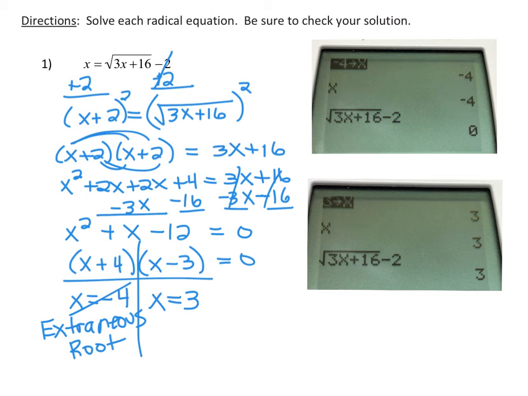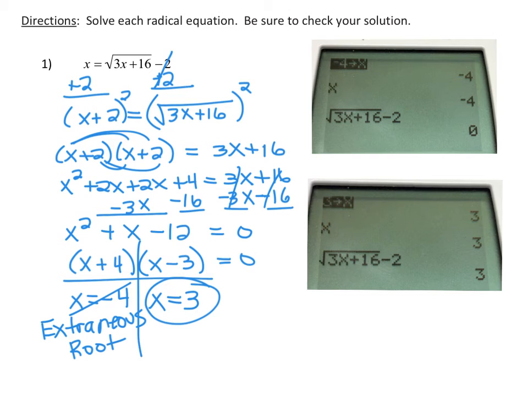All right, so then here I did the same thing. I stored x as 3. I did 3, store x, and then I plugged in the left-hand side of the equation as well as the right-hand side of the equation, and look at that. The left-hand side of the equation and the right-hand side of the equation both equal the same value. They both equal 3. So this answer is our solution, x equals 3.